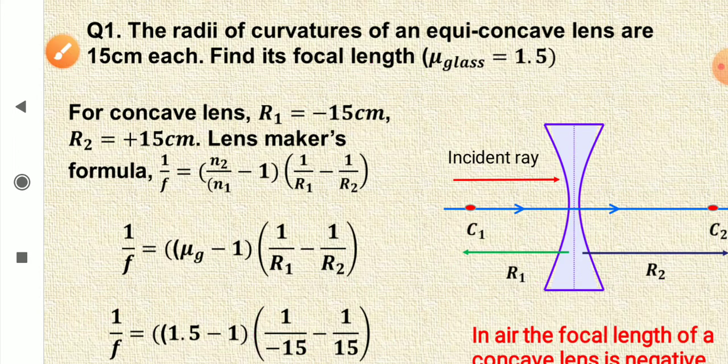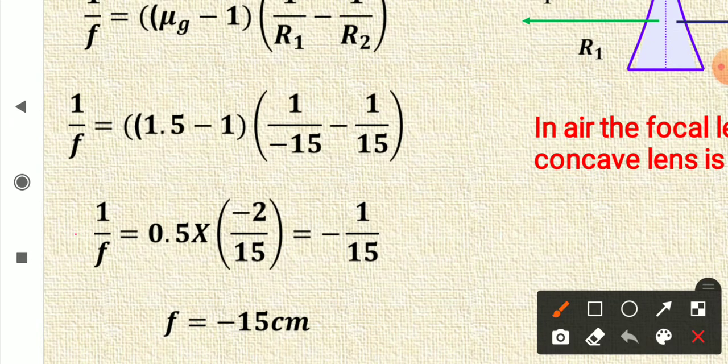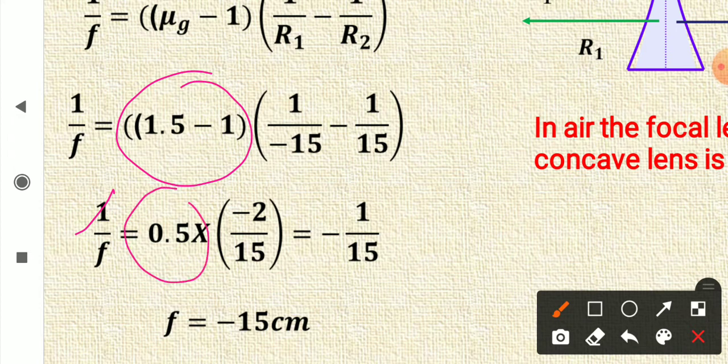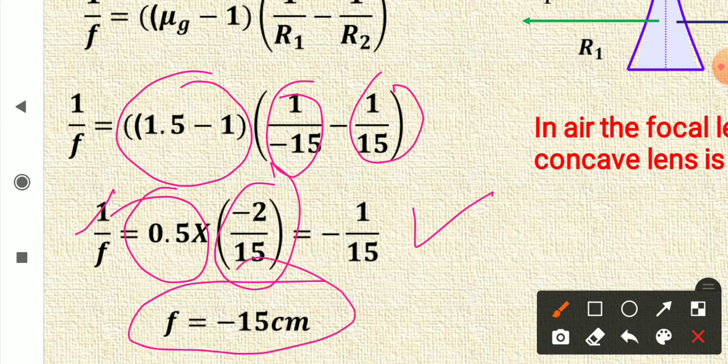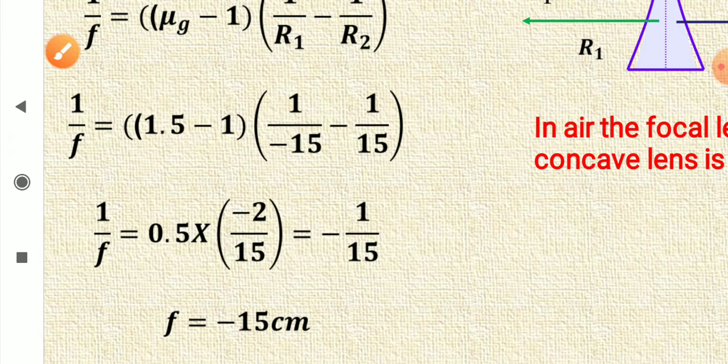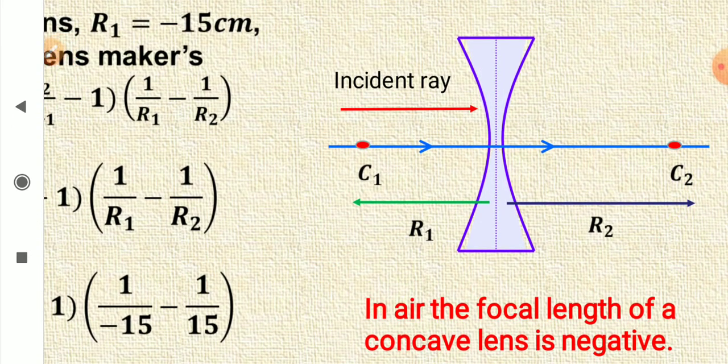And from here, look at it. 1 upon F becomes, this is 1.5 minus 1 as 0.5. And see, this is minus 1 upon 15 minus 1 upon 15 gives you minus 2 upon 15. That is minus 1 upon 15. Taking reciprocal, F is equal to minus 15 centimeter. So in air, the focal length of a concave lens will always be negative.